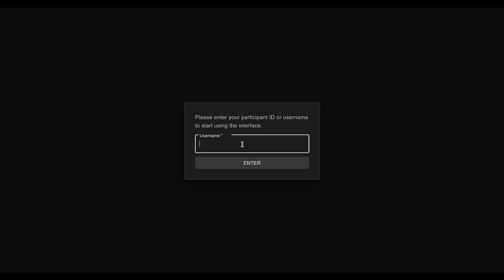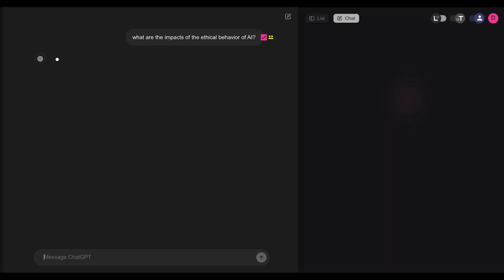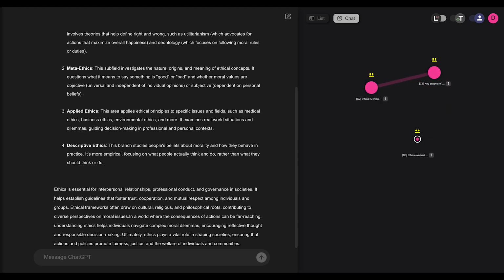Phase 1. David's individual exploration. David begins by using the chat window to start a conversation with ChatGPT, asking what are the different aspects of AI ethics. The system generates a response, which is also represented as a node in the graph. He follows up with two additional prompts, resulting in three nodes: C1, C2, C3.